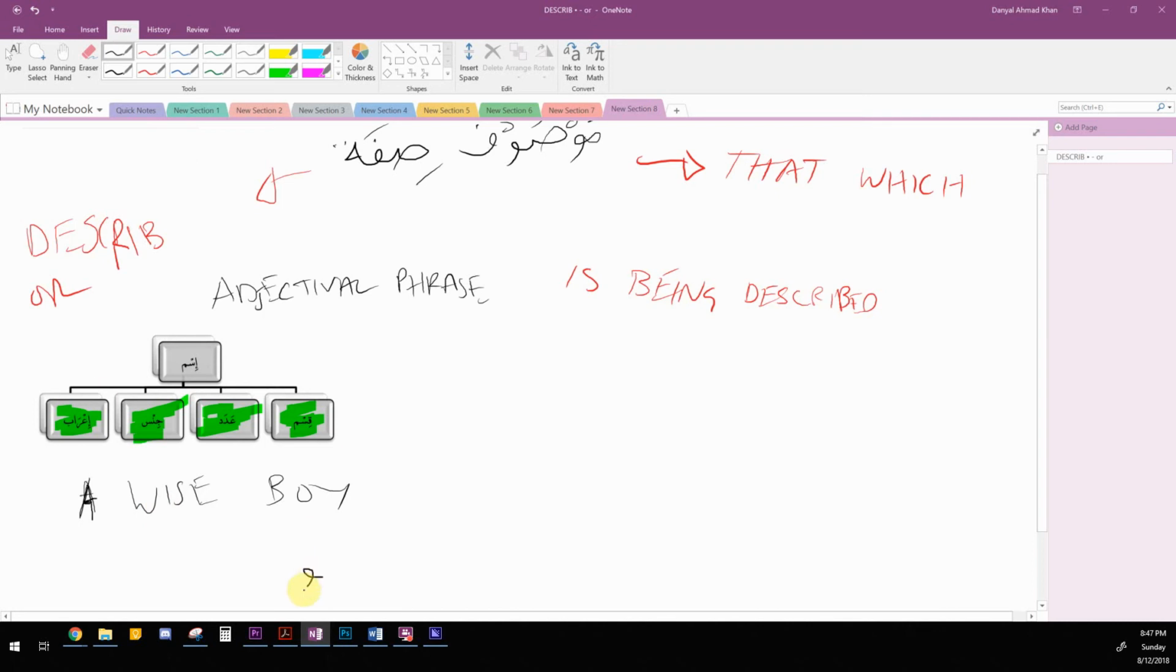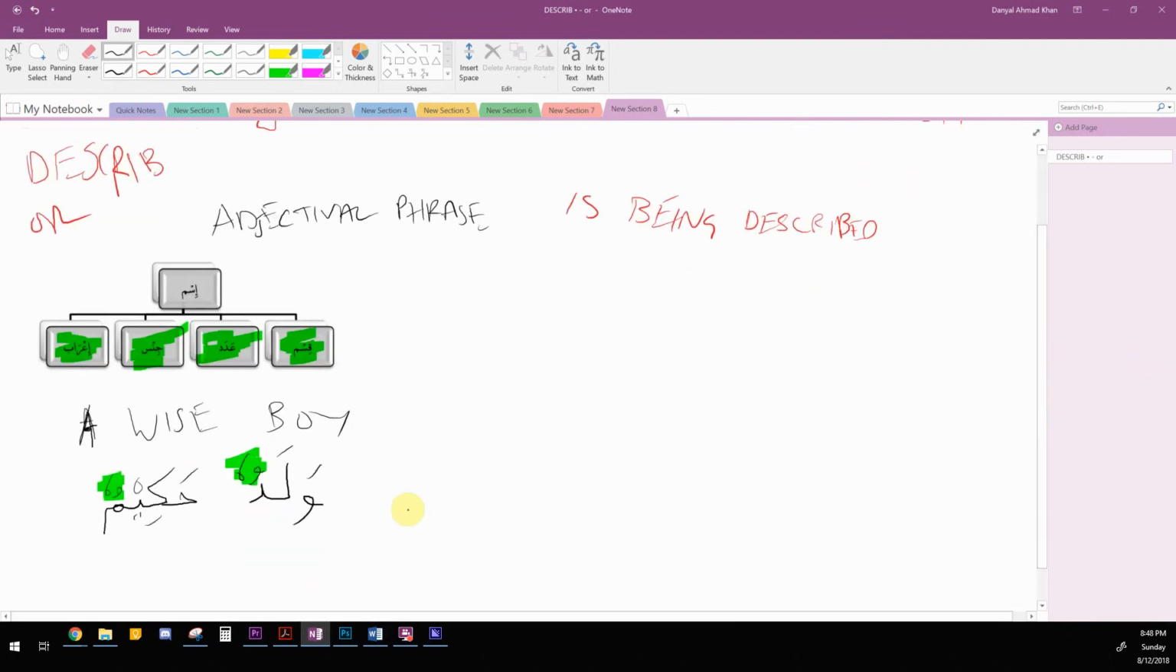So what does that look like? So waladun, no alif lam because we said it's going to be indefinite, tanween because indefinite, and hakimun, a wise boy. So now you see that both are tanween, both are indefinite, both are masculine, and both are singular, and both have the marfu' state. Okay, and therefore it's going to be translated as a wise boy. This is a phrase. This cannot be an entire sentence.